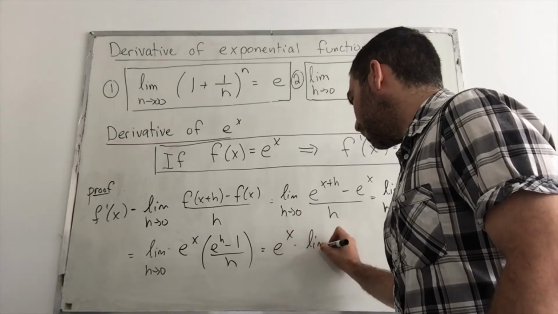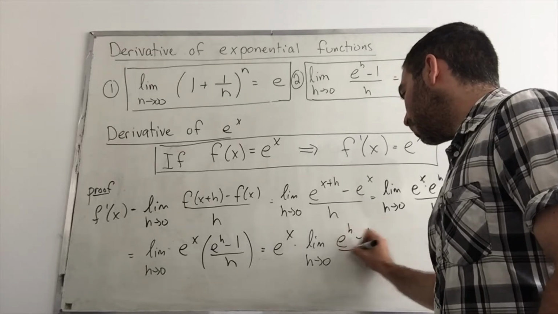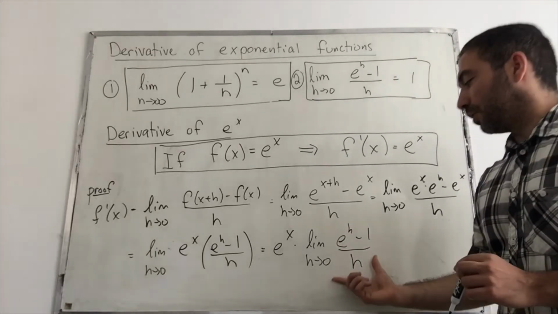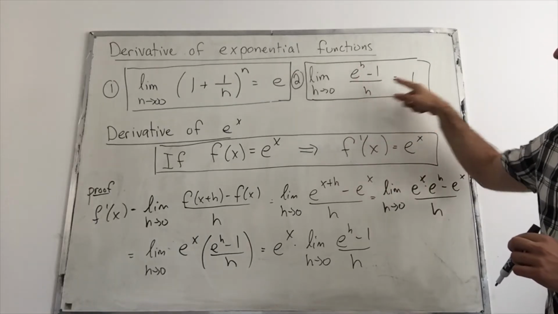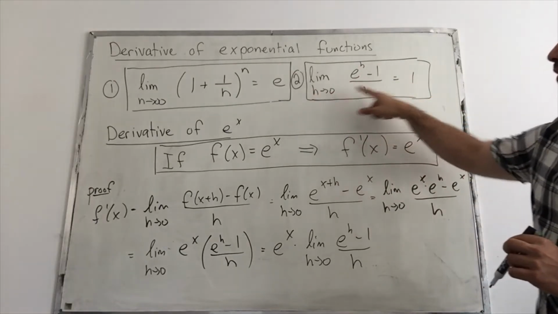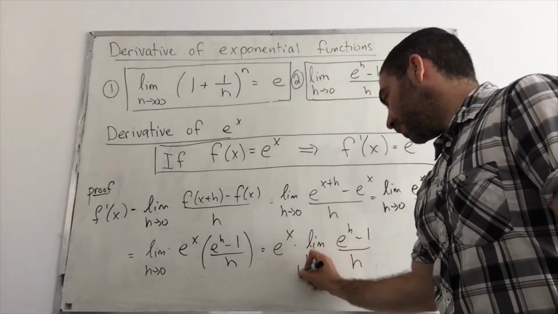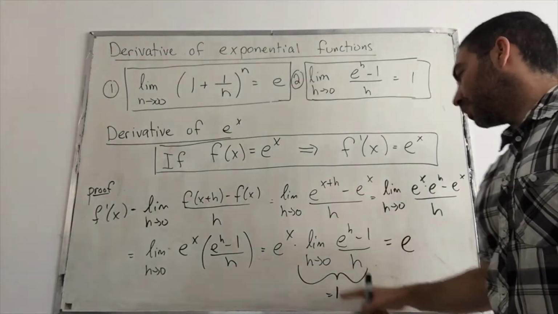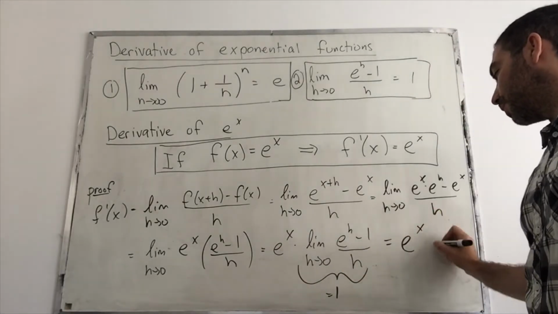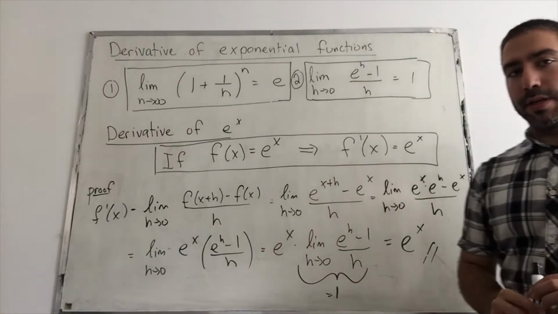times the limit as h tends to 0 of e to the h minus 1 over h, which was the limit that we just showed previously. This is just equal to 1. So this whole thing is just equal to 1. So 1 times e to the x is just e to the x, and we're done. We proved that the derivative f prime of x is equal to e to the x.